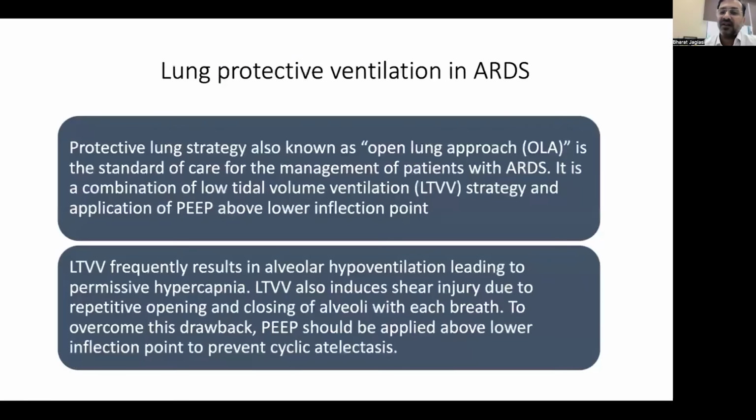So protective lung strategy, also known as the open lung approach, is the standard of care for the management of patients with ARDS. It's a combination of low tidal volume ventilation and application of PEEP above the inflection point. So how do we do it?